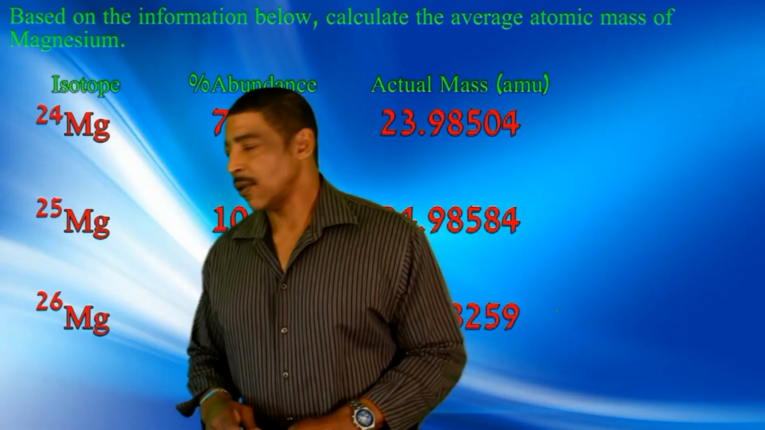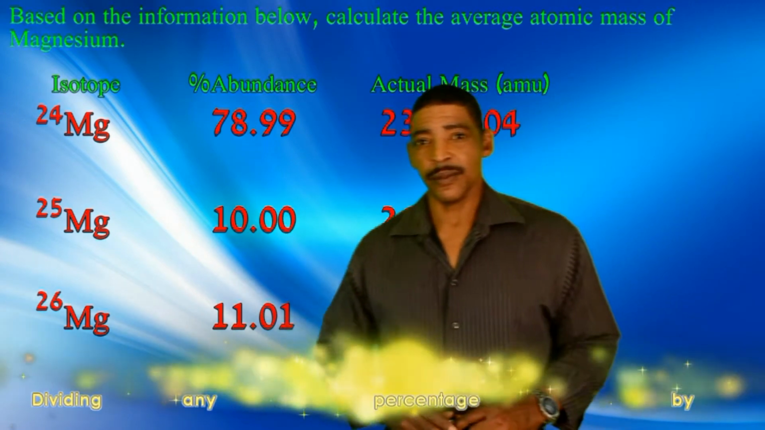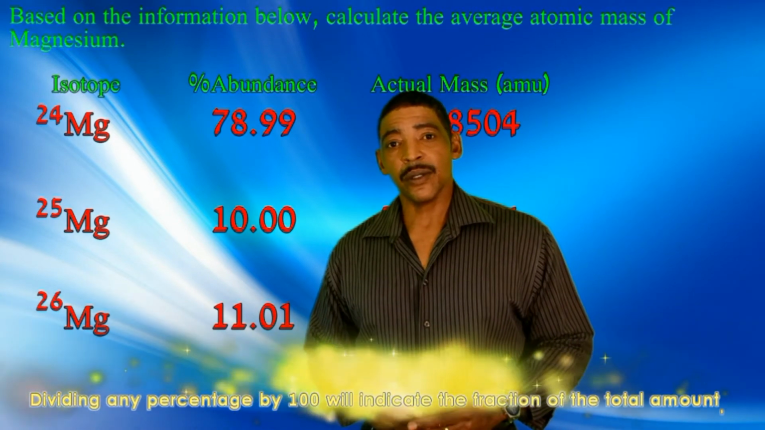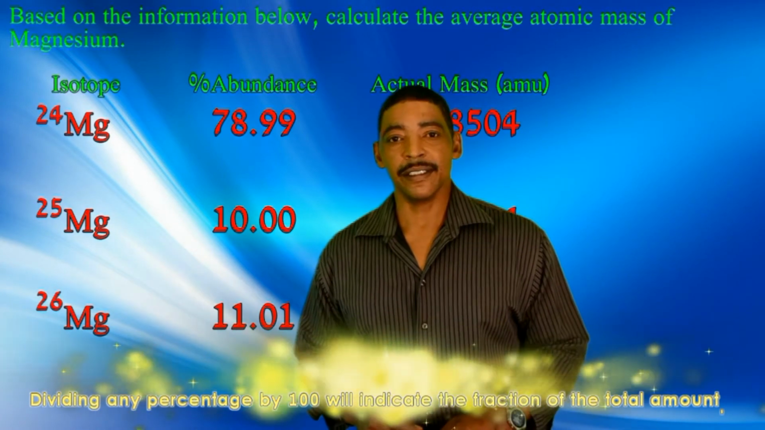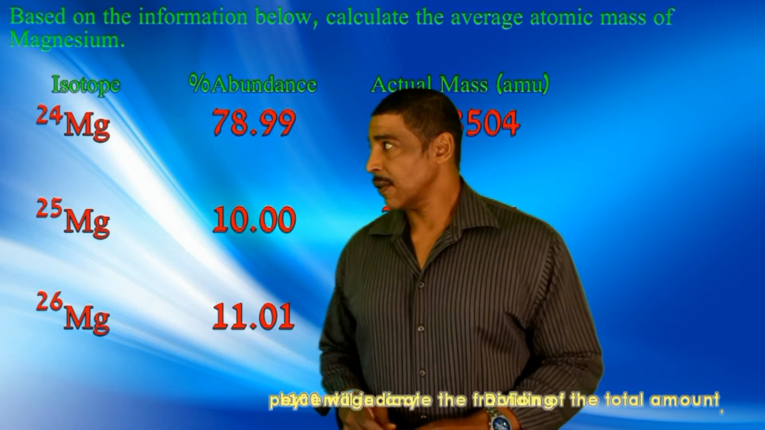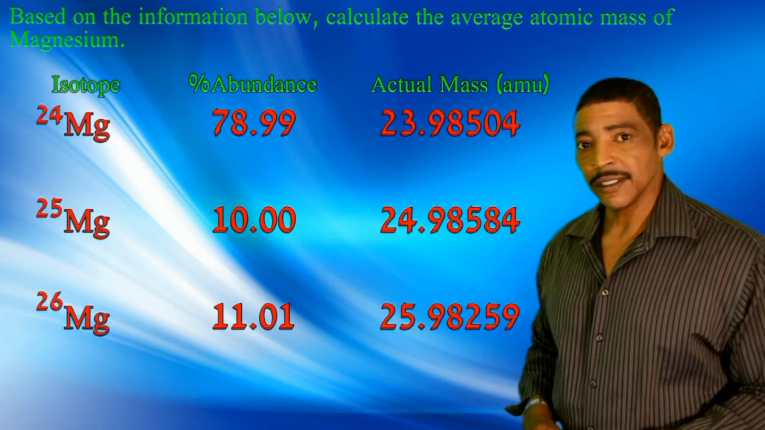The first step is to convert the percent abundance values to a decimal. By doing so, we are creating what is known as the fractional abundance of each isotope. To convert a percentage to a decimal, we simply divide each percentage value by 100.